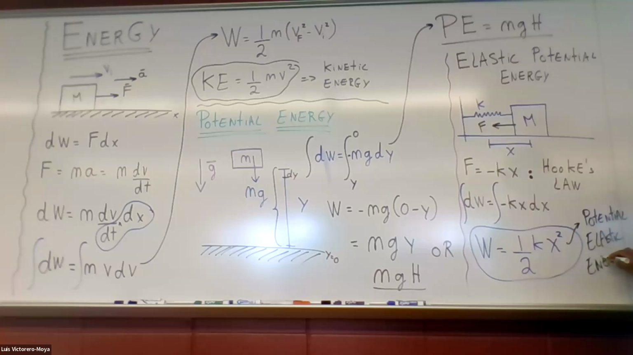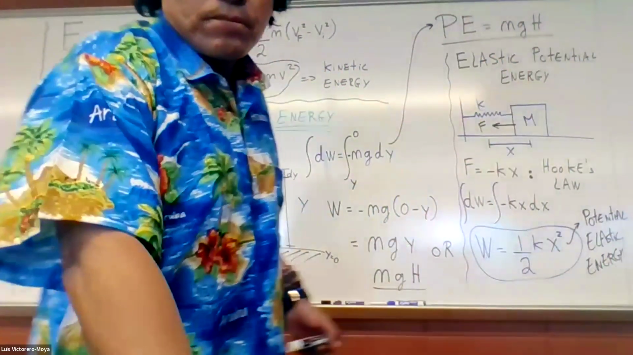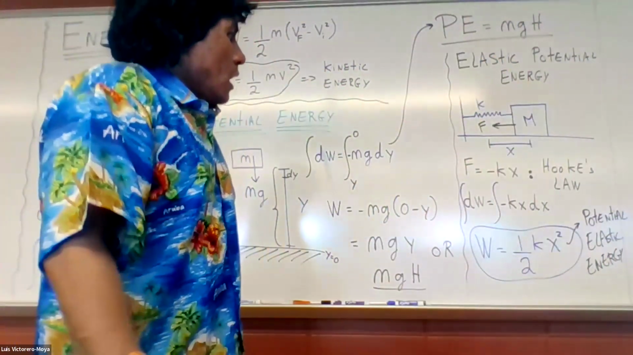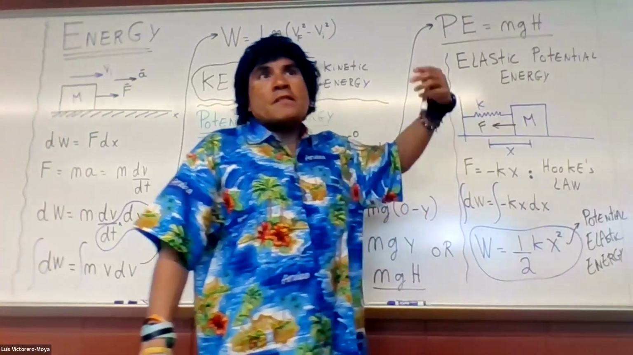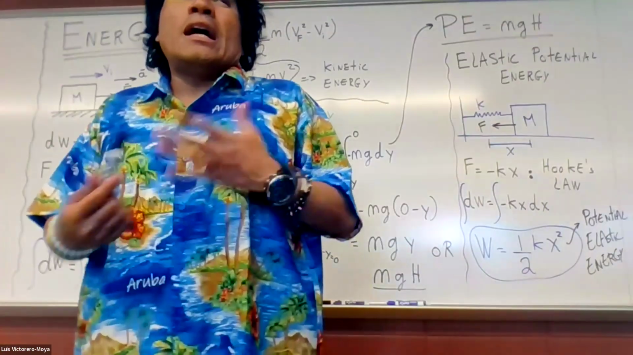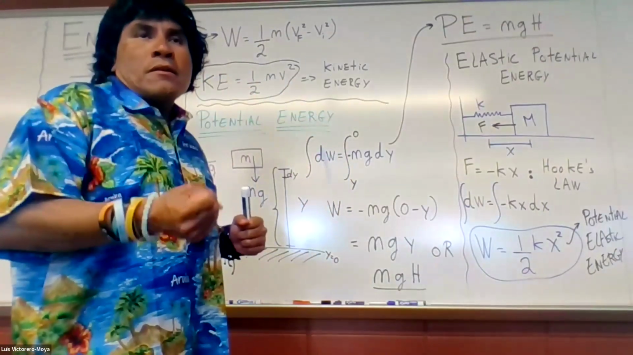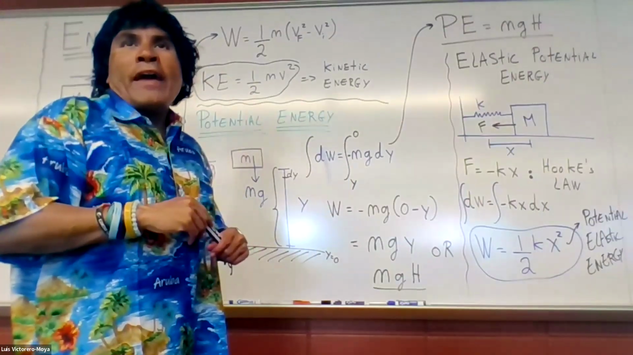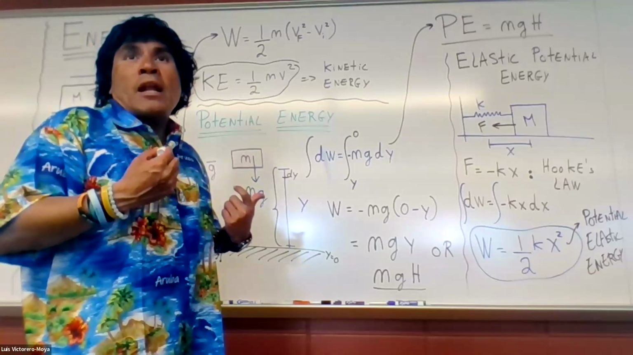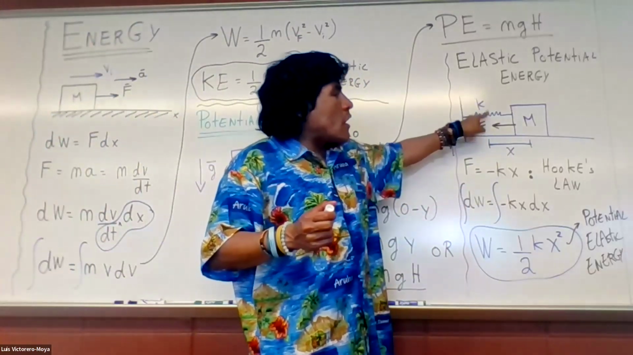Why potential? Because the energy is stored in the spring. And why elastic? Because the spring is considered to be elastic, and that's because of the behavior. The more mass you add, or the more force, the more the value of x. And the proportional constant is k. K is the constant of the spring.